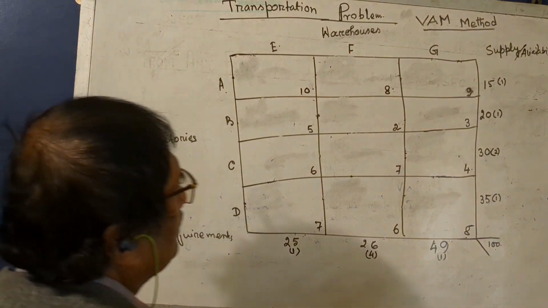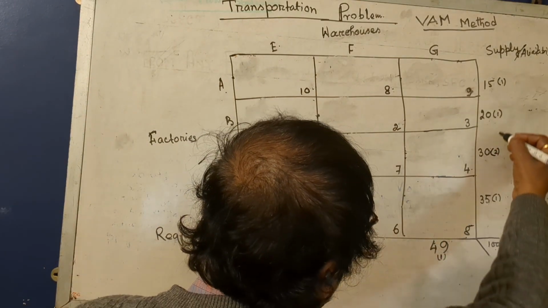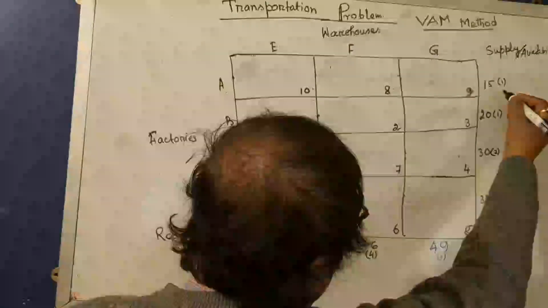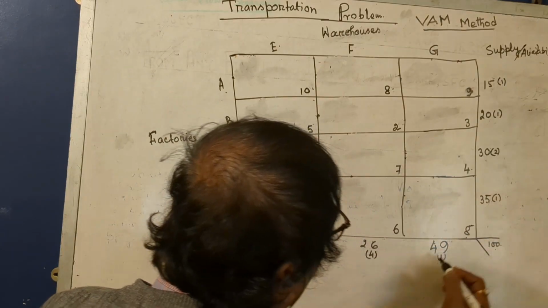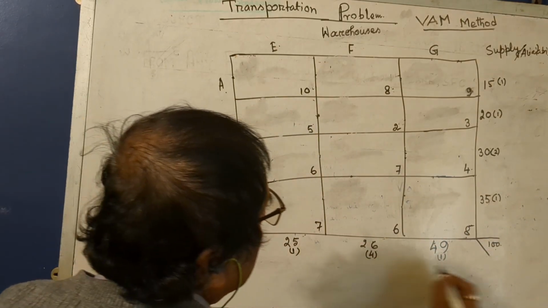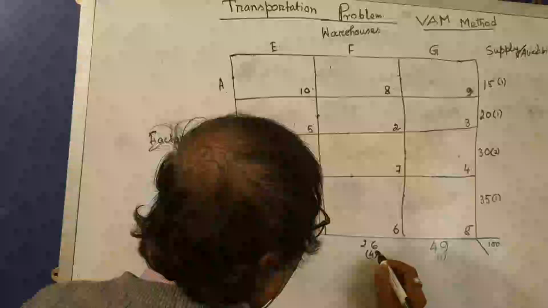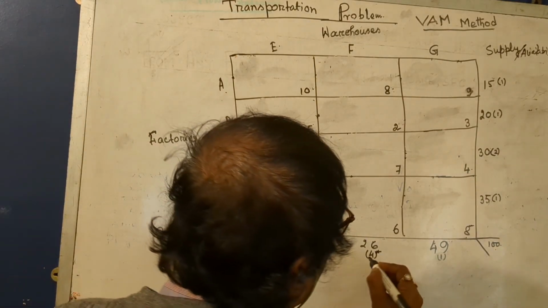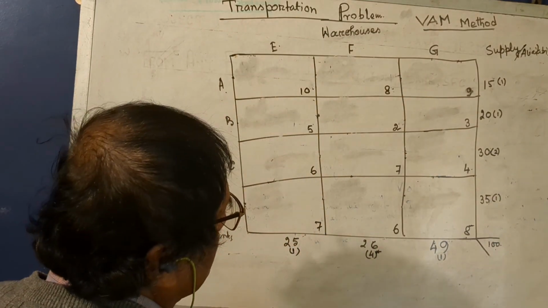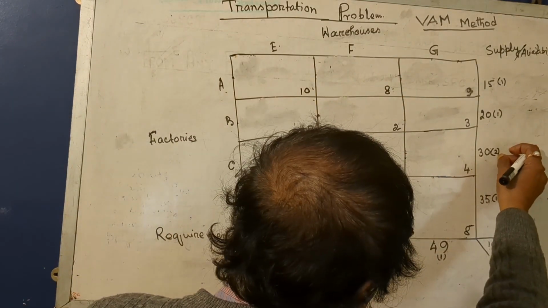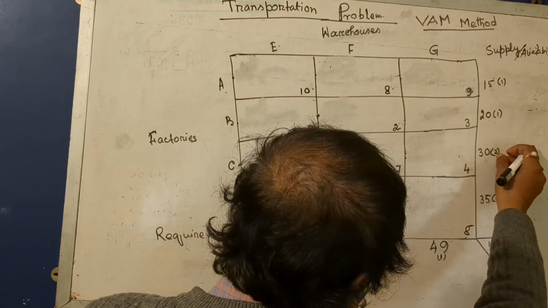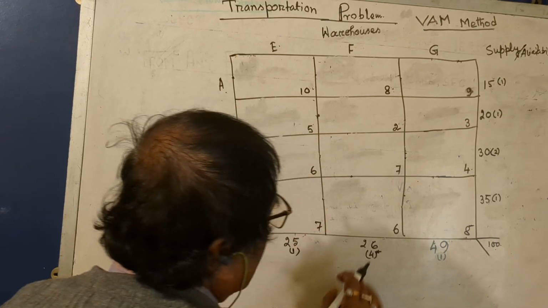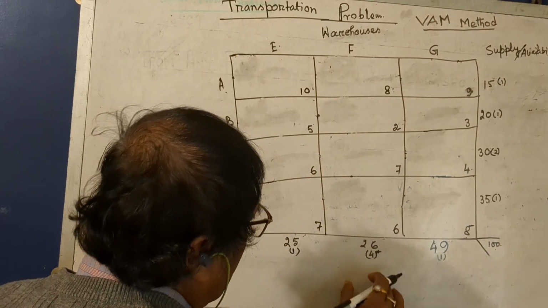Now check all the differences and find the maximum difference. That means out of 1, 1, 2, 1, 1, 4, 1, the maximum element is 4. This indicates you have to allocate in this column. If the maximum difference were, say, 5 in this place instead of 2, then the allocation would be made in this row. In this case it is 4, so I have to allocate in this column.